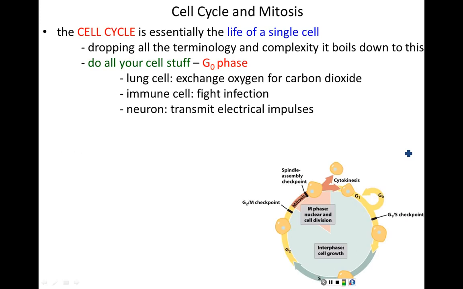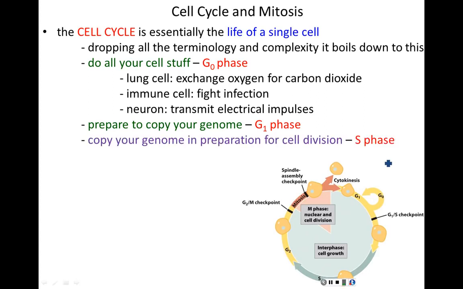Immune cells fight infections, neurons transmit electrical impulses, etc., etc. The rest of the cell cycle is truly for cell division. In G1, the first true step of the cell cycle, cellular preparations are made for copying the genome for DNA replication. G1 leads directly into S phase. S phase stands for the synthesis phase, and what you're synthesizing is a new genome. So in the S phase, DNA replication occurs. Now that all of the cards in that UNO deck have been copied, you now must prepare yourself for the dealing out of the two new decks.